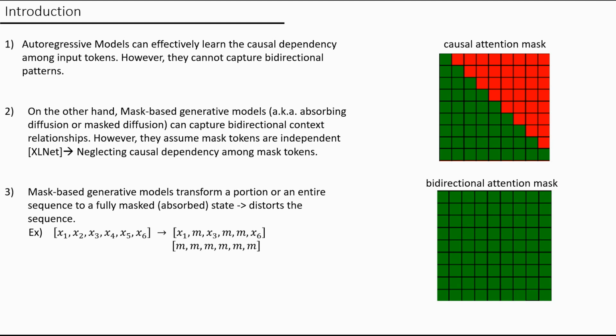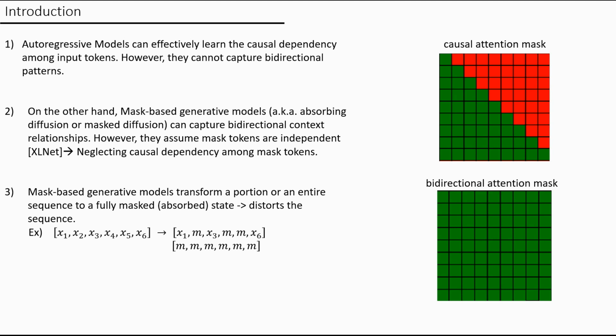The main purpose of our work is to address key limitations in autoregressive models and mask-based generative models. In autoregressive models, we use a causal attention mask in order to determine the causal dependency between input tokens. This causality makes the model learn the sequential relationships between input tokens very well. However, because of this causality, our model cannot learn the bidirectional relationships between our input tokens.